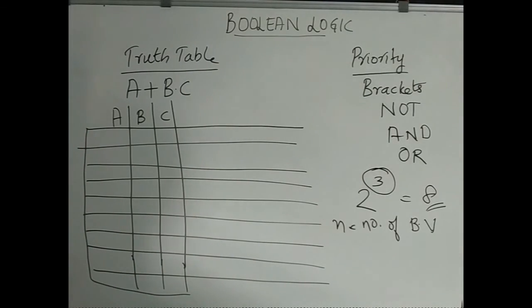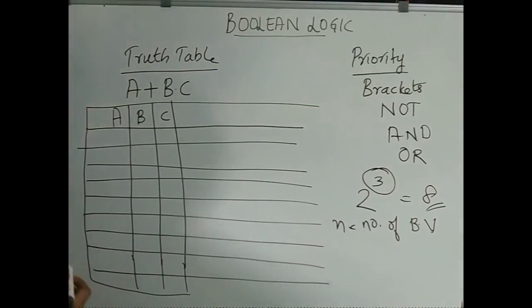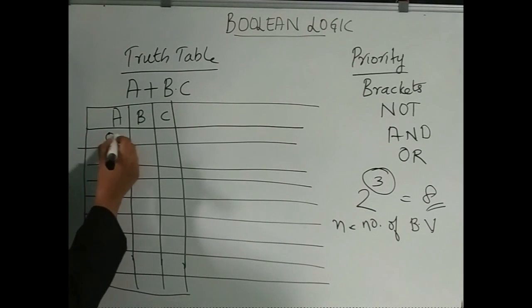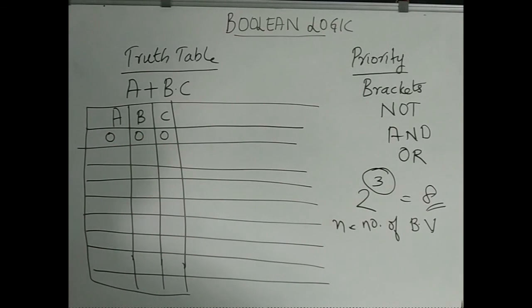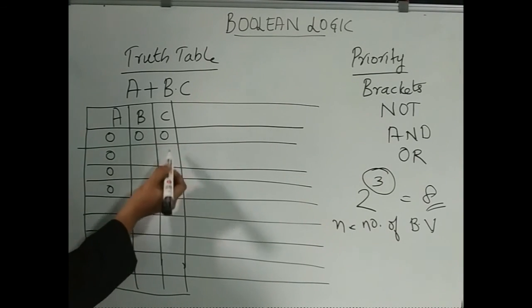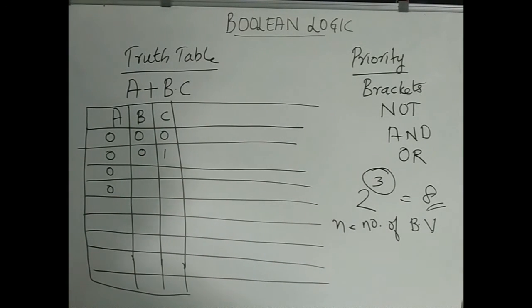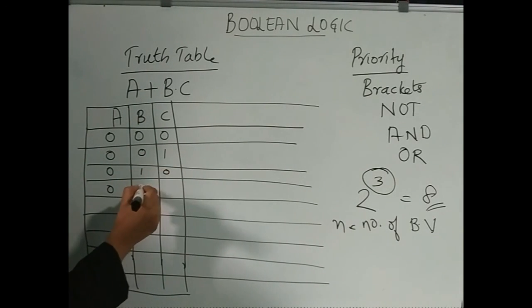Just draw a table. What are the different combinations of A, B and C with zeros and ones? It will be 0, 0, 0. Always try to do it like this. First we put 4 zeros for A, and then we create the combinations for the 2 Boolean variables: 0, 0, 0, 1, which we have previously done, then 1, 0 and 1, 1.